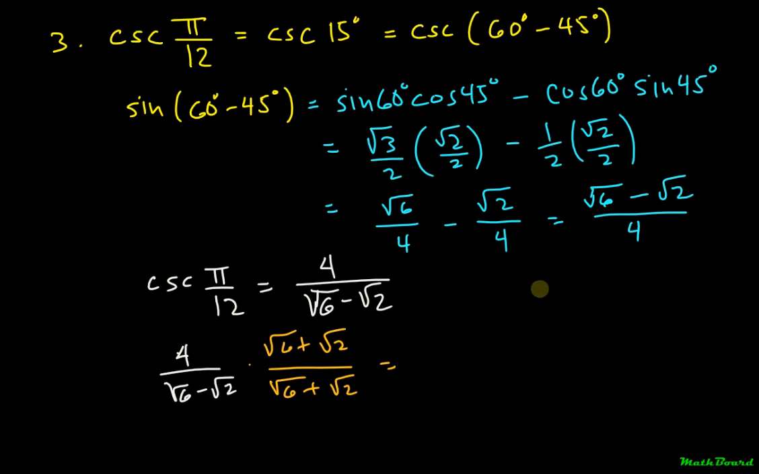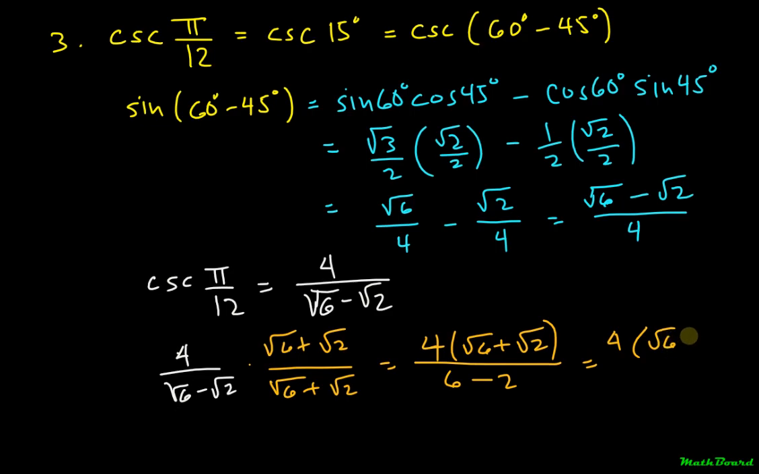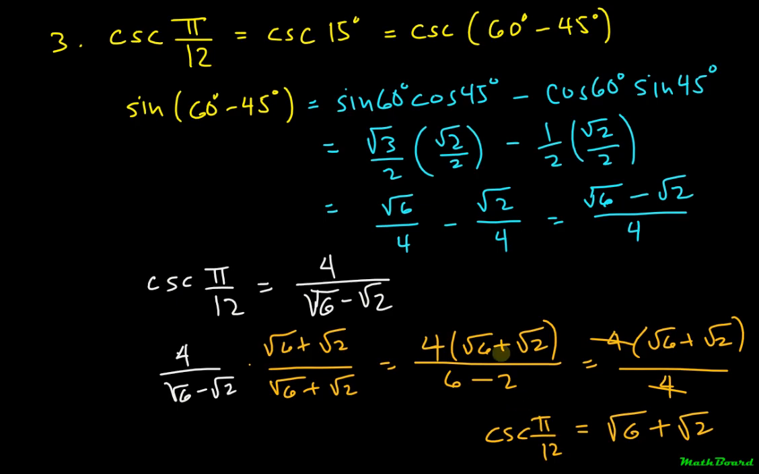So 4 times square root of 6 plus square root of 2 divided by square root of 6 times square root of 6, that is 6. Negative square root of 2 times positive square root of 2, that's minus 2. So we have 4 times square root of 6 plus square root of 2 divided by 6 minus 2, which is 4. So this will be cancelled. So we have square root of 6 plus square root of 2. So this is the value of cosecant pi over 12.